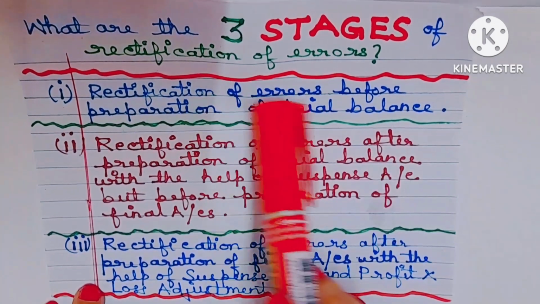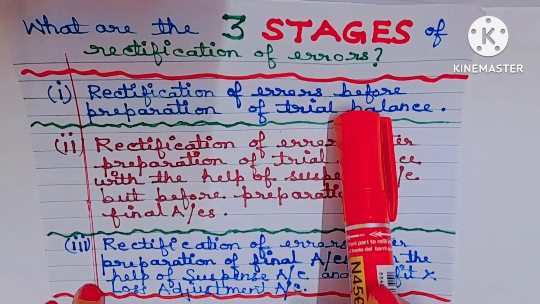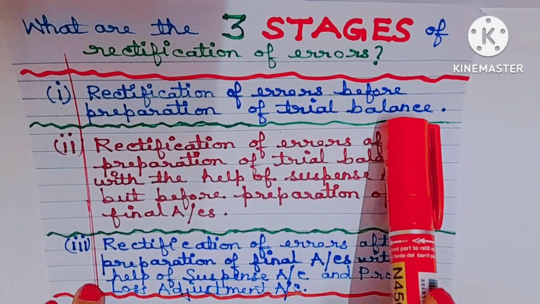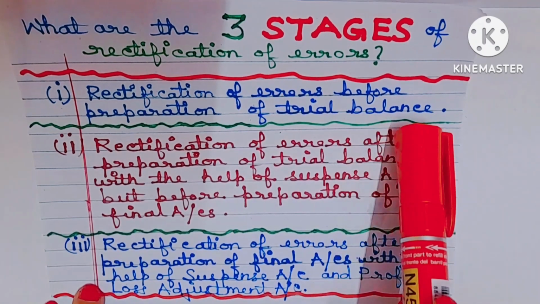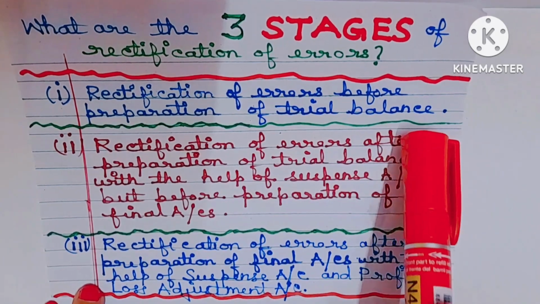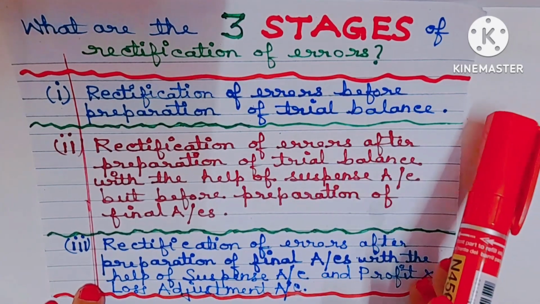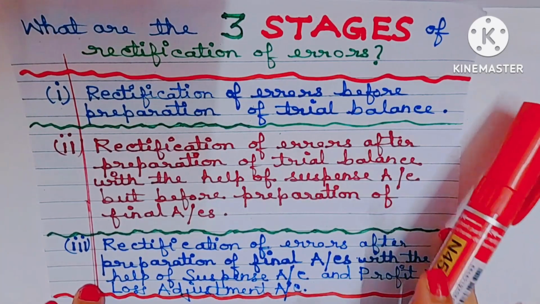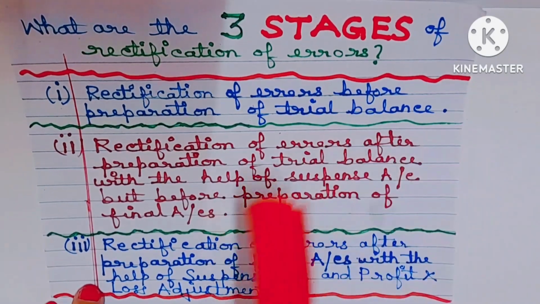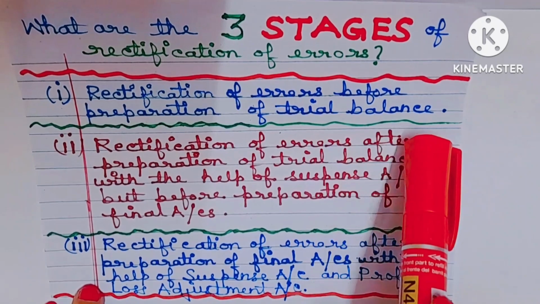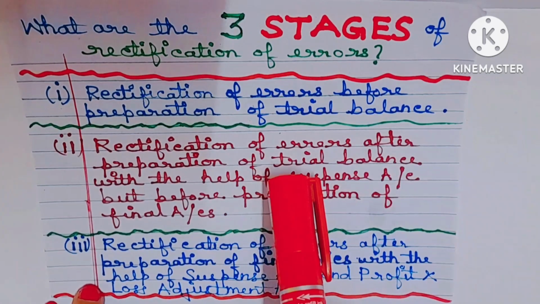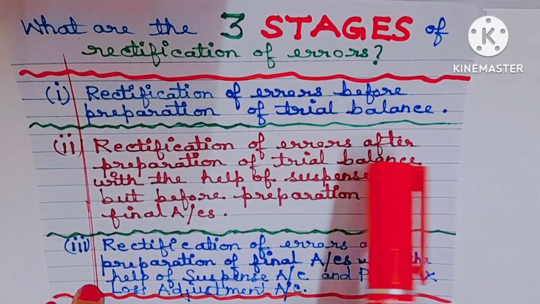Please remember, in case of rectification of error before preparation of trial balance, if there is a one-sided error, to rectify one-sided error, journal entry cannot be passed. Only the relevant ledgers are either debited or credited with the amounts. Because if you have an account on the debit side and no account on the credit side, or vice versa, an account on the credit side and no account on the debit side, how will you form a journal entry? Since we know journal entry is a double entry system.